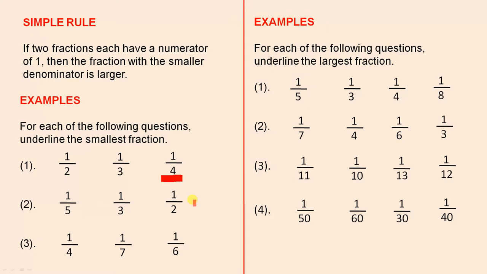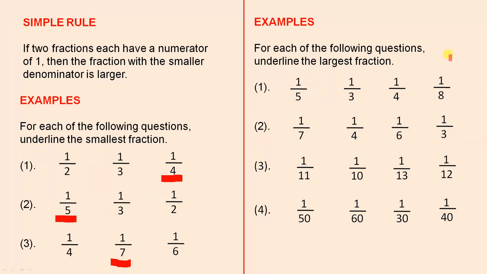Number 2, here we have the pizza divided into 5 pieces. So each part is 1/5. So that's the smallest fraction. Here, this pizza has been divided into 7 parts. So each person eats 1/7. That's the smallest fraction.